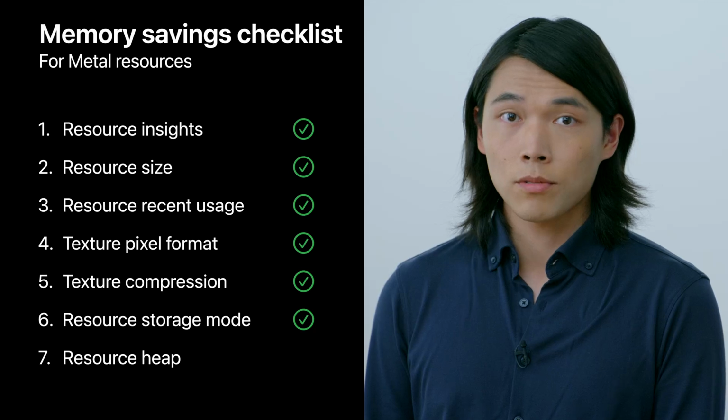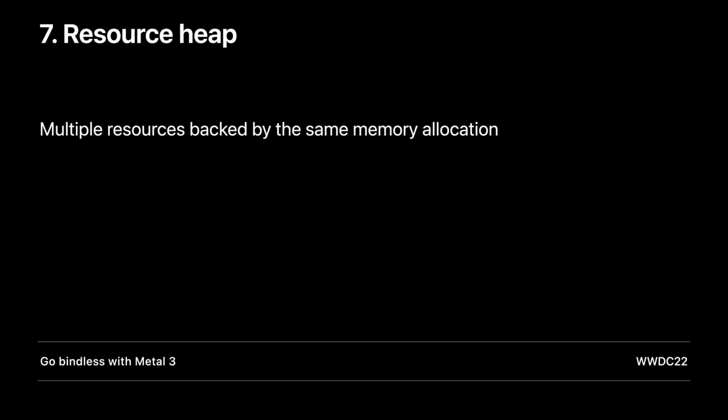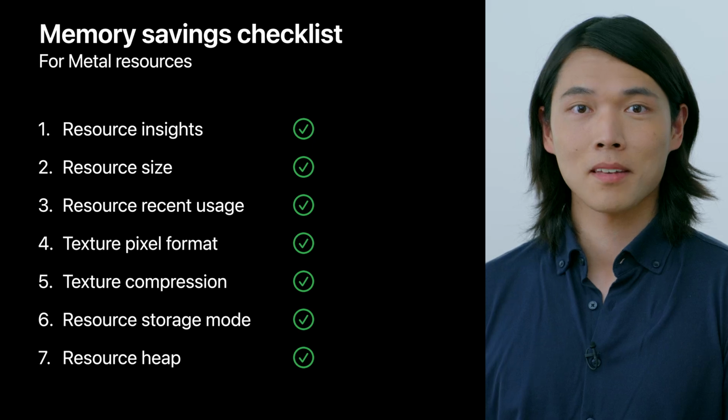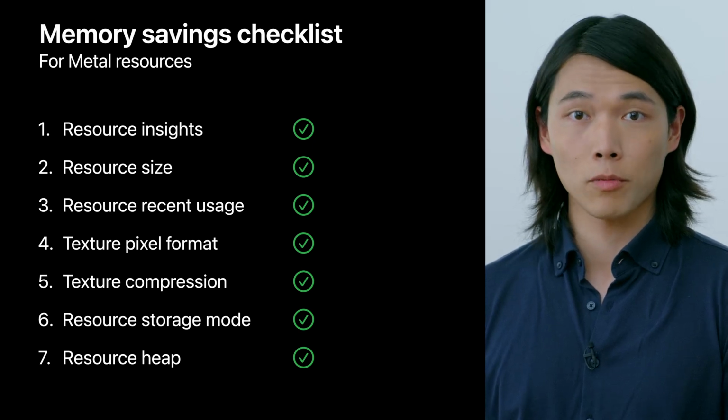Lastly, I'd like to mention another technique that might be interesting to you for making the most out of the memory in your game. You may use alias resources from a heap if your game doesn't use them at the same time. They can share the memory backed by the same allocation. But be extra careful when synchronizing the accesses to those resources. You can check out the Go Bind List with Metal 3 talk to learn more about using resources allocated from a heap. So, that wraps up our checklist of memory savings. And I hope this checklist will help you make the most of the Metal resources in your game.